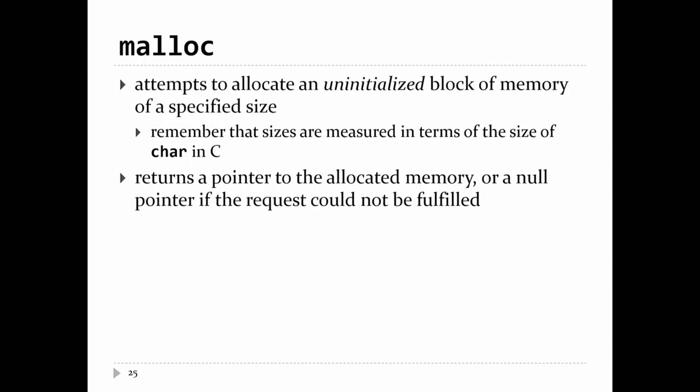Okay, so malloc is the function that you use when you want an uninitialized block of memory of some known size. Now remember, in C, all sizes are measured in terms of the size of char. Size of char is 1. All memory sizes are always specified in terms of multiples of the size of char. Malloc returns a pointer to the start of that allocated memory block. If for some reason it fails, malloc will return null. We'll come back to this issue later on.